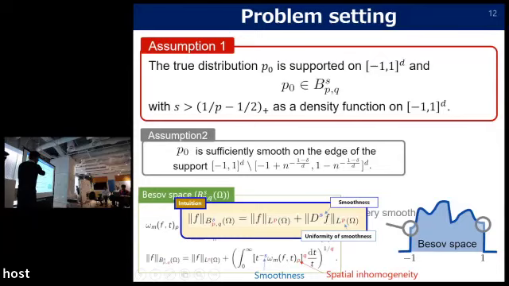We also assume some additional technical conditions like this, but this is just for the theoretical proof. We show the convergence rate under these assumptions. Then this is the result.